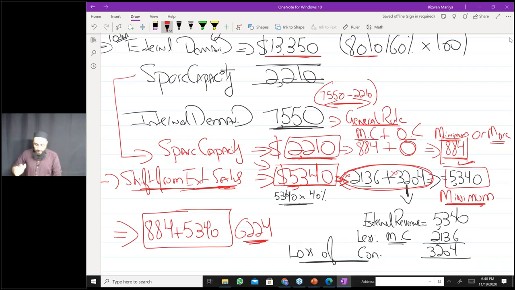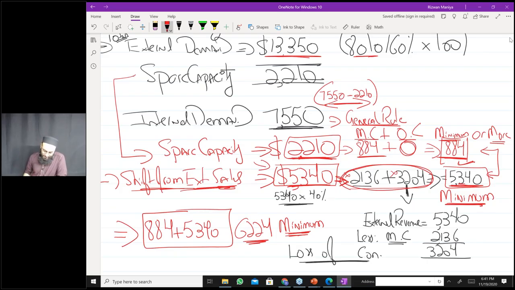So if I add these two, will this figure be the minimum that I will want to charge the buyer? Minimum means, you know minimum, right? I would want to go more than that. I would love to go more than that, but this is the minimum because we are giving advice. So for advice, the general rule is: in case of spare capacity, the minimum is marginal cost, and in case of shifting from the external market, the minimum is this figure. Agreed?